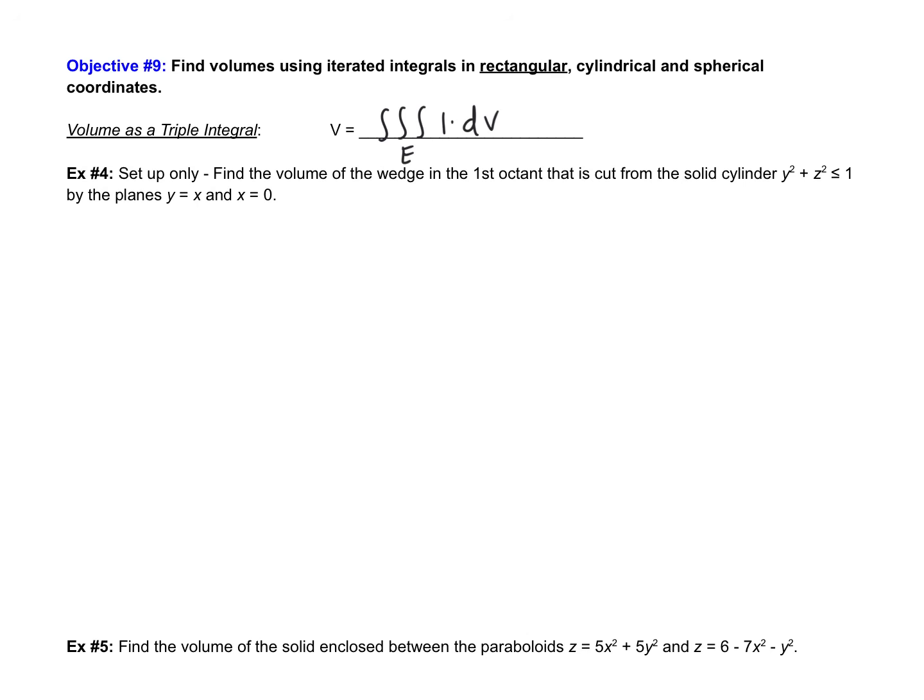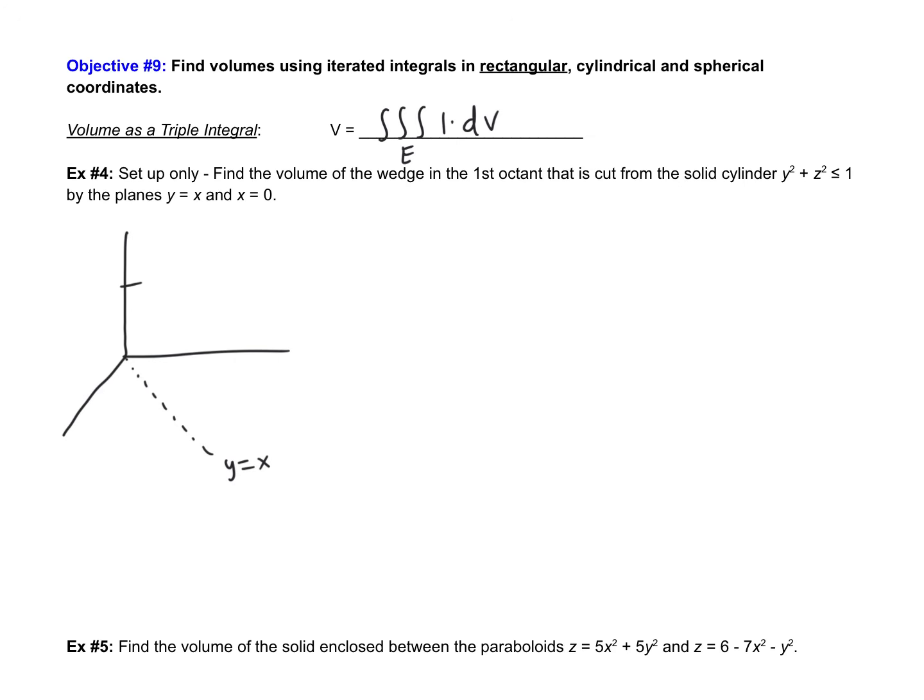Find the volume of the wedge in the first octant that is cut from the solid cylinder, y squared plus z squared is less than or equal to 1, by the planes y equals x and x equals 0. Okay, so this is not going to be the prettiest picture to draw, but hopefully you get the idea. Okay, before I draw that cylinder, I'm going to draw that line y equals x. So it's really a plane, but that is what is cutting out the part of our cylinder.